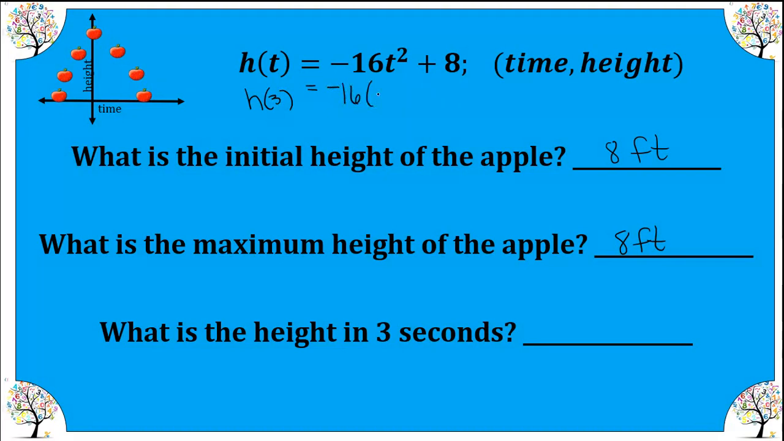So we plug in our time. And notice we are going to get a negative value. And so when we multiply negative 16 times 9, we get negative, and we add 8 to it, we get negative 136. We cannot have a negative height. This indicates to us that the apple has already landed on the ground before 3 seconds.